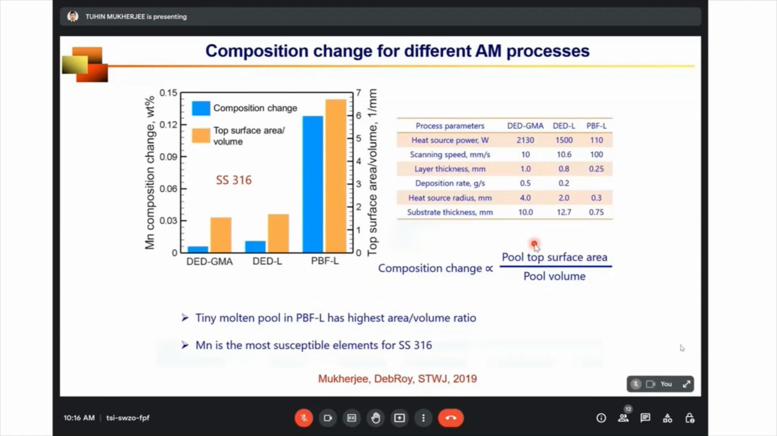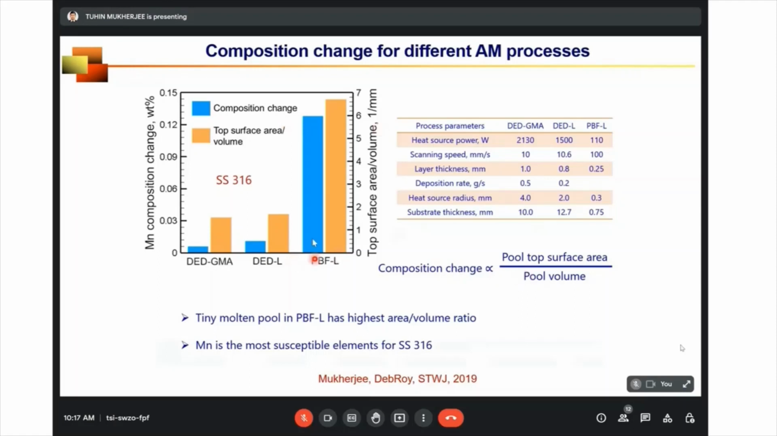Composition change actually depends on a factor which is nothing but the ratio of pool top surface area by pool volume. So higher top surface area means more vaporization, that will change the composition more. But at the same time, composition is changing from how much material. To represent that we have pool volume. So if the same amount of material is vaporizing from a very large molten pool, composition change will be very less. That's why it is indirectly proportional.